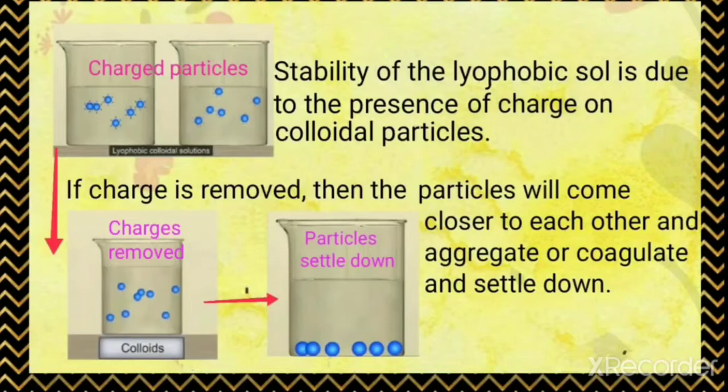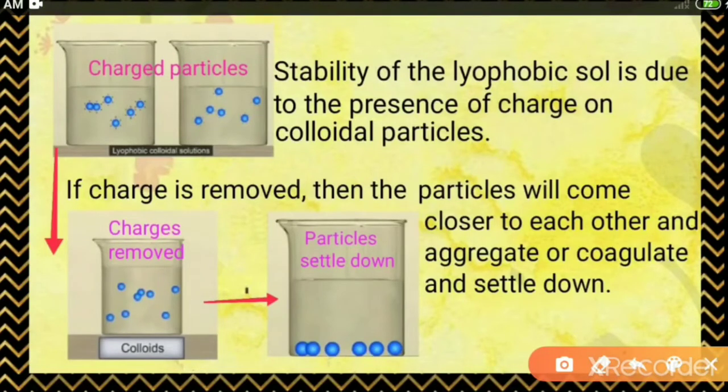As we have already discussed, the particles have charges, which may be positive or negative, as shown in the figure. Either it may be positive or negative sols. These charged particles are responsible for the stability of the sol, because of the equal charges, the particles repel each other. So that's why they will not come closer, and that's why it will be quite stable.